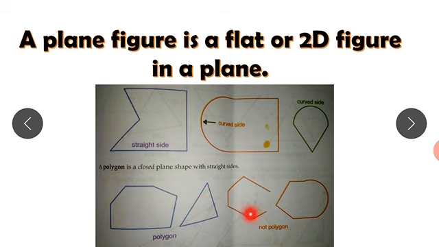Why is this not a polygon? Because it is not closed. And this is not a polygon because it has a curved side. So that's the reason.